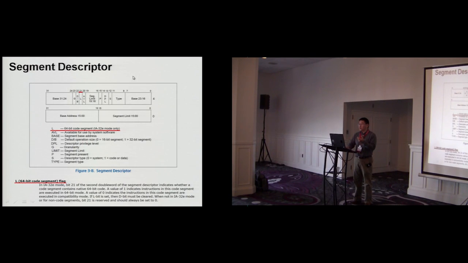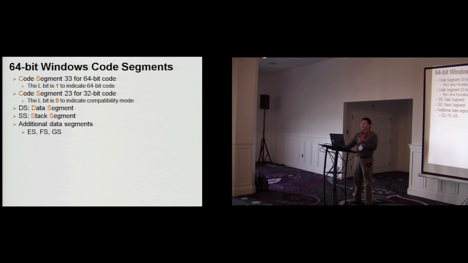The segment descriptor has a bunch of definitions, but one interesting thing here is the L bit. This one indicates whether the code is 64-bit or 32-bit, which is very interesting. Now in 64-bit Windows, they use a bunch of different segments, but the interesting part is segment 33, which is dedicated to 64-bit code. Segment 23 is dedicated to 32-bit. This is a very interesting part.